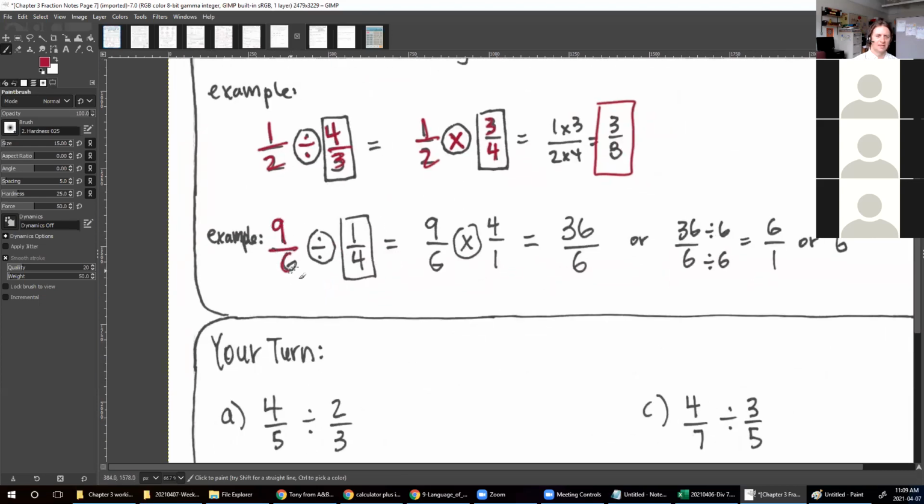9/6 divided by 1/4. So we're dividing a fraction, and we're going to flip two things. We flip this sign, so it's a times instead of a divide. And we flip this fraction, so the number on the top goes to the bottom and the bottom goes on the top. So it's 4 times 1.